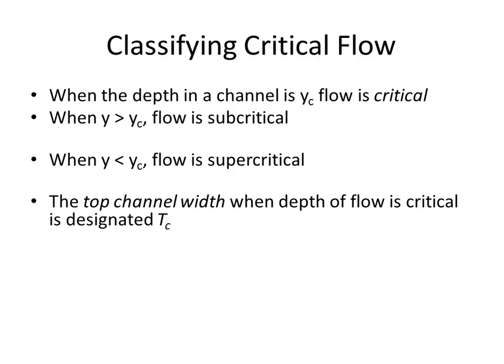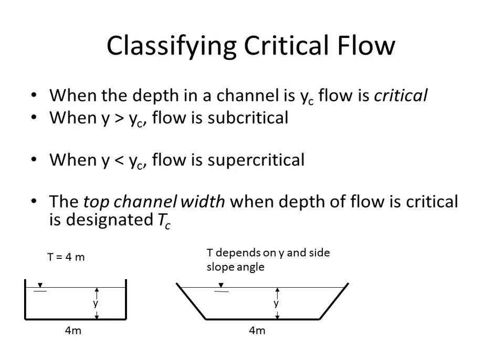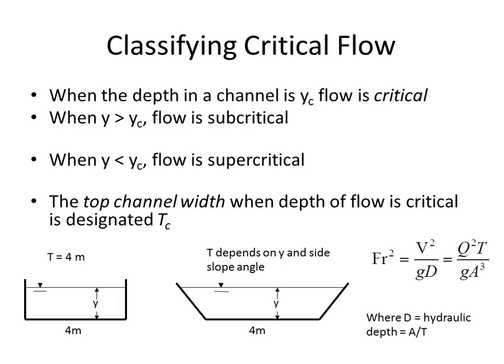Sometimes the top width changes as a function of depth, as in the case of a trapezoidal channel. In a rectangular channel, it doesn't matter what the depth is. The top width is always going to be the same. As the depth goes up and down, it's always going to be 4 meters at the top for a rectangular channel. But for a trapezoidal channel, that's not true. The deeper it gets, the higher the width along the top. And so, in addition to critical depth, we can talk about what the top width is under critical conditions.